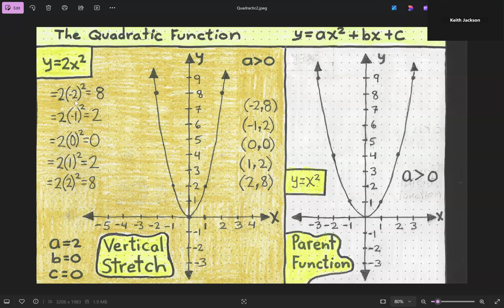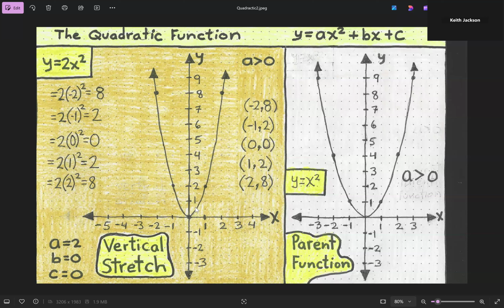Let's do the same thing with -2. If we square -2, we get a positive 4. 2 times 4 will give us 8. So right here, we see that -2, by squaring it, gives us 4, and then by multiplying it by 2, we have 8 right here. Likewise, if we were to square -1, that would give us 1. 2 times 1 would give us 2, and we have it right here. And then if we continue to go up, it will continue to look like a very stretched out parabola.